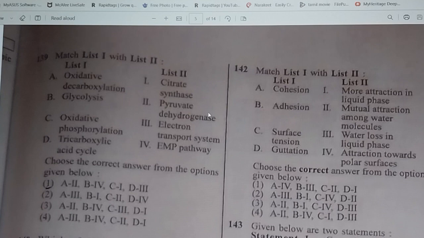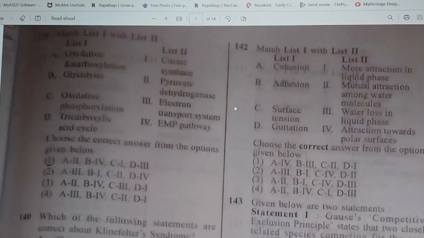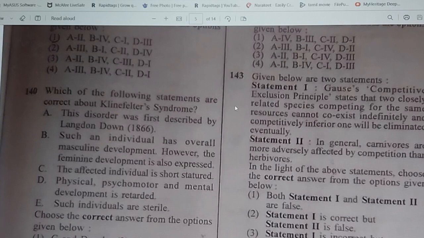So 142, cohesion means mutual attraction between molecules. Adhesion, attraction towards a polar surface. Surface tension, more attraction in the liquid phase. Guttation, water loss. So the option will be option D. 143.